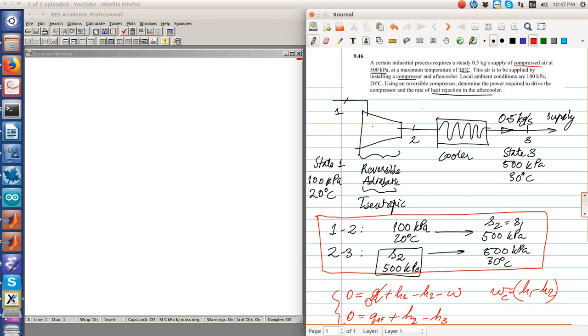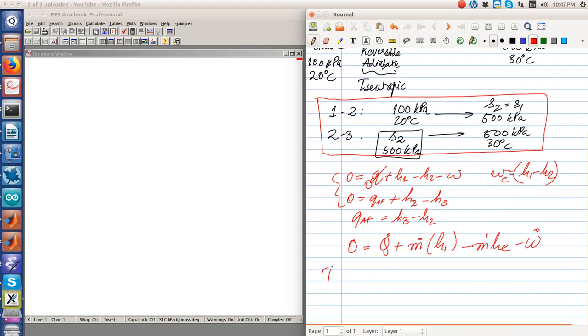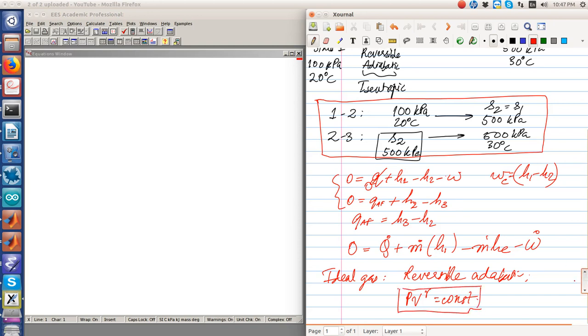So for an ideal gas, a reversible adiabatic process leads to PV raised to gamma equal to constant. We have proved this in class. It is very easy to prove. For this, we have the information about the pressure and the temperature and the intermediate pressure only. So we must use this particular relationship to find out the temperature.